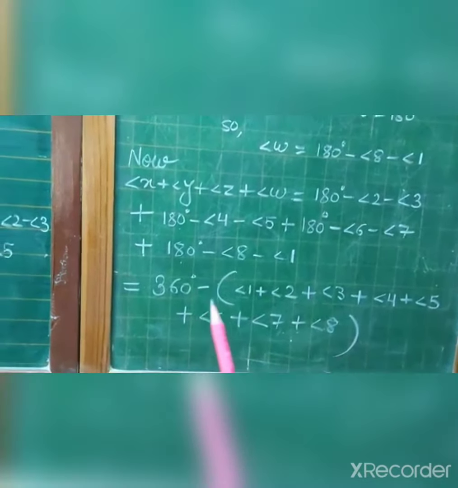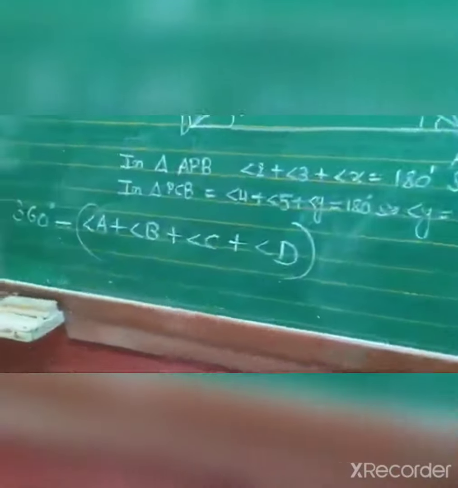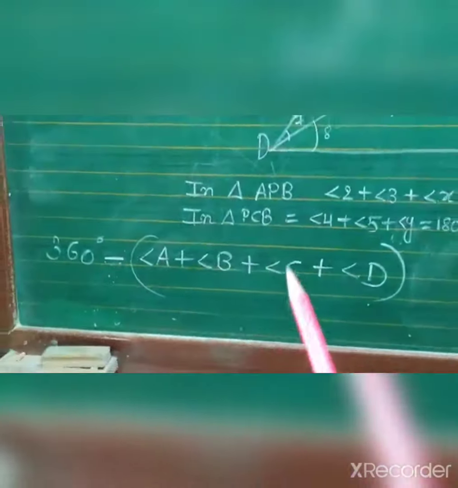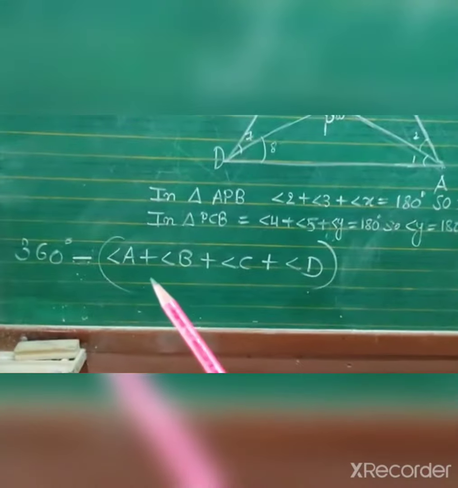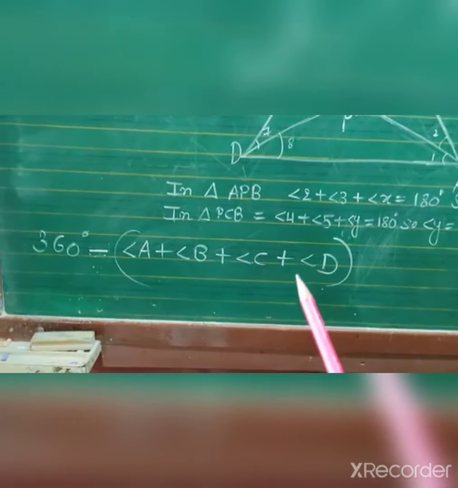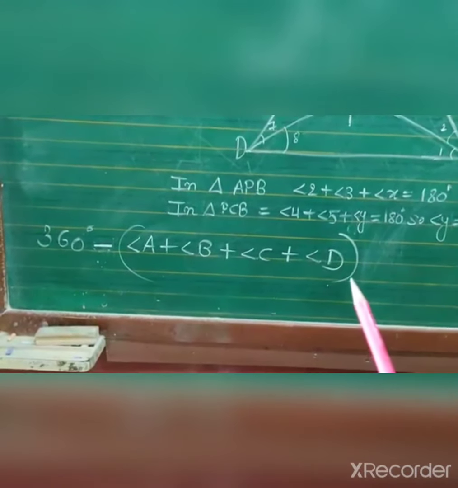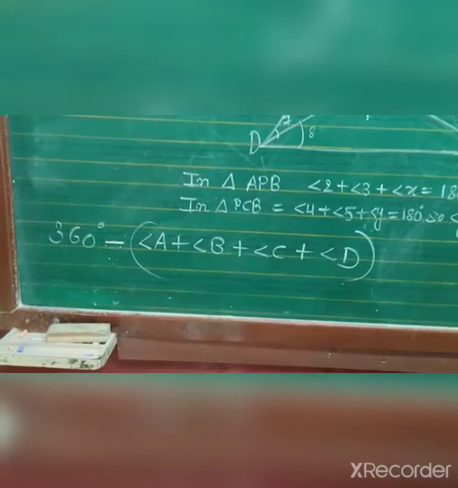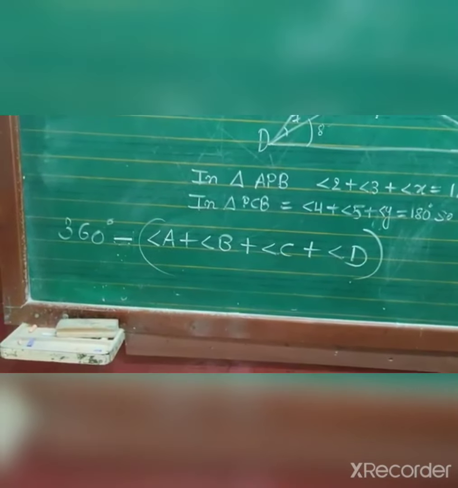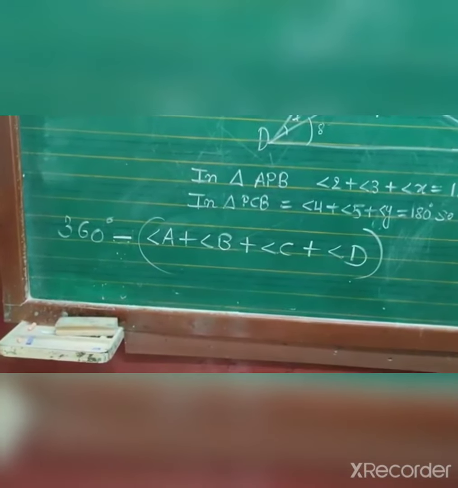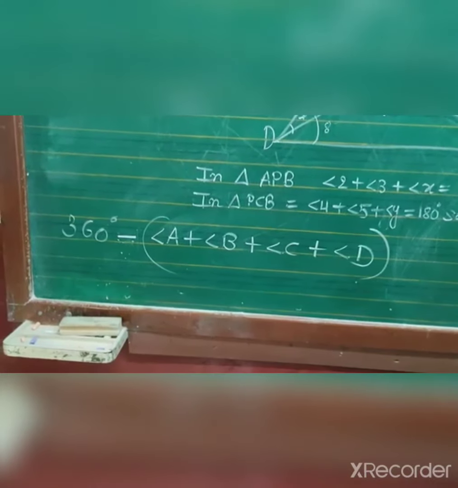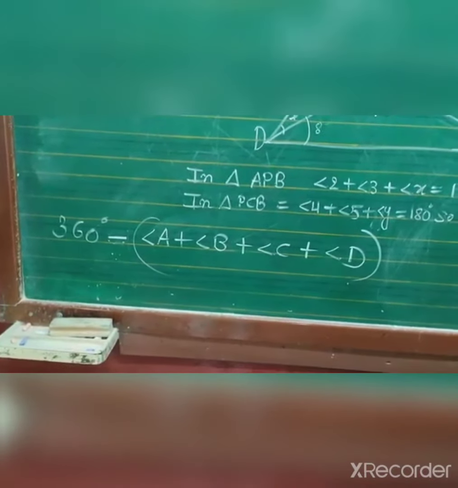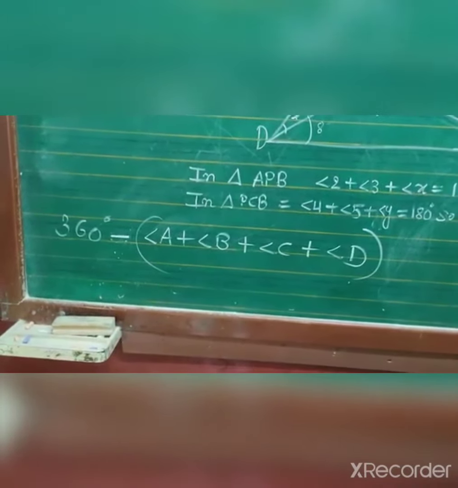So 360 degrees minus angle A plus angle B plus angle C plus angle D. You can put here. Now apply your brain. Try to find out the solution of the sum in the quadrilateral. You are near to the answer. You try, then I will give you the answer.